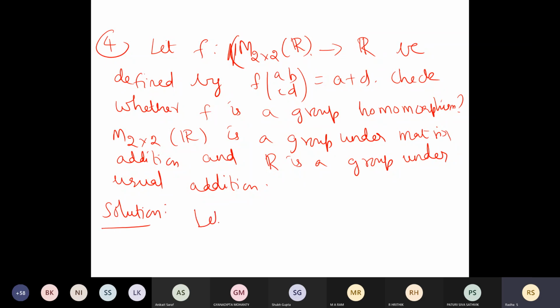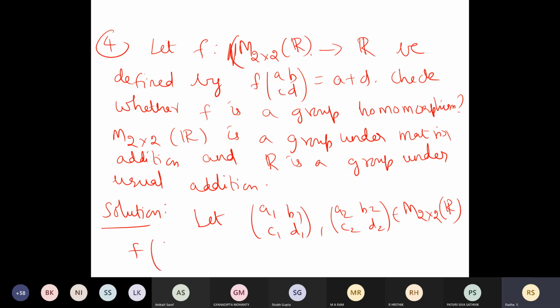Solution. What I do is let A1, B1, C1, D1. I'll take randomly two matrices from M2 cross 2 over R. Okay? So I'll independently calculate this one. What is this? A1 plus D1. Okay, what is this? A2 plus D2. So what is your aim actually?